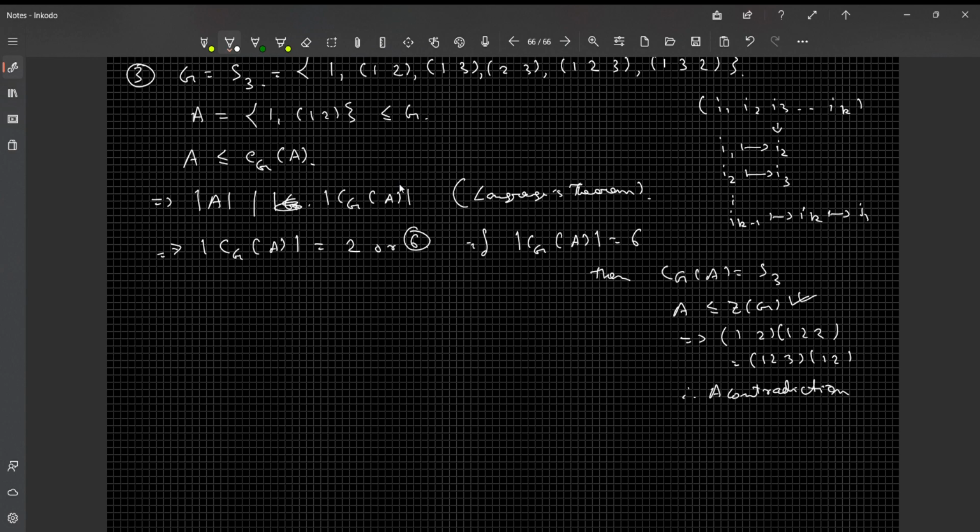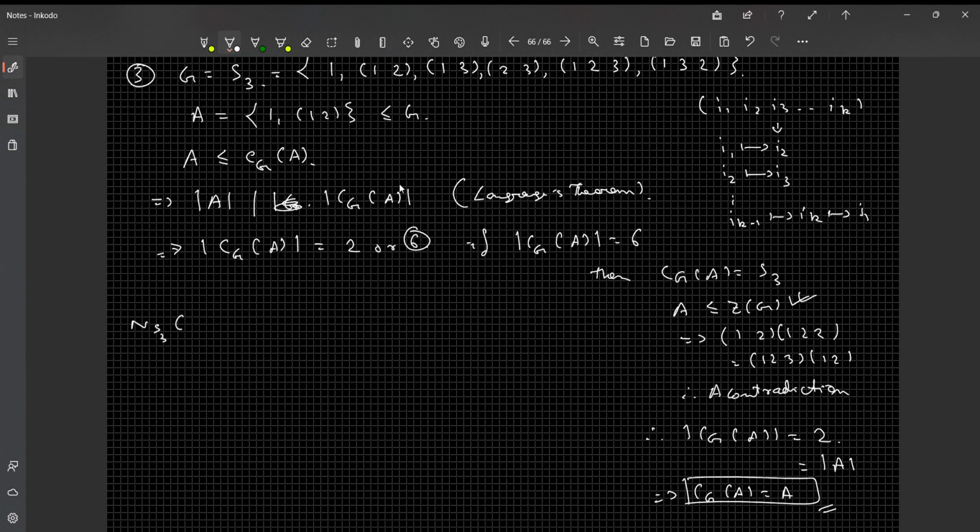That means the order of the centralizer cannot be 6. Therefore the order of the centralizer must be equal to 2. But that is the same as the order of A, and we have shown that A is contained in the centralizer. So this obviously means that the centralizer of A must be equal to A. Clear?